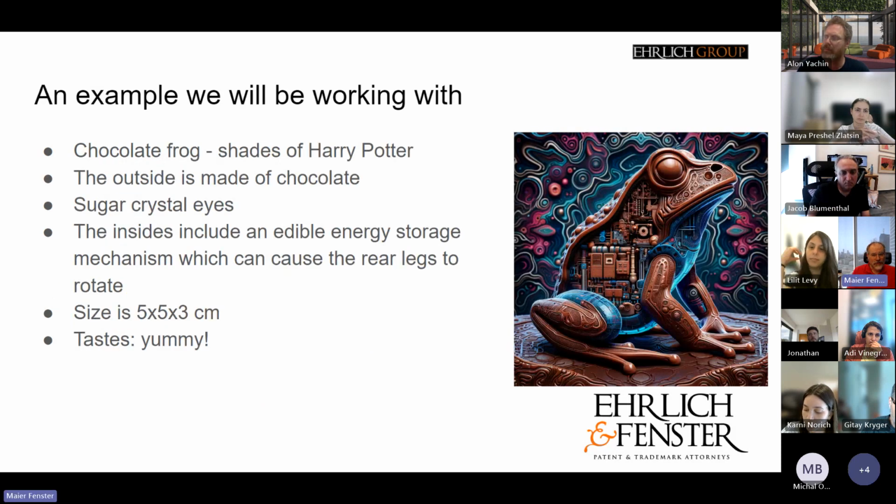In order to ground us, I'm going to use my beloved example of a chocolate frog. The outside is made of chocolate, and inside you have some sort of energy storage mechanism which can make it hop. And of course it's edible. I'm not going to give you the technical details now. You can do them at home. And it's kind of small. But let's just imagine that this is a patent application we want to write, and the question we're asking is, what details do we need to provide? At the end, I'll ask perhaps where we get them from.